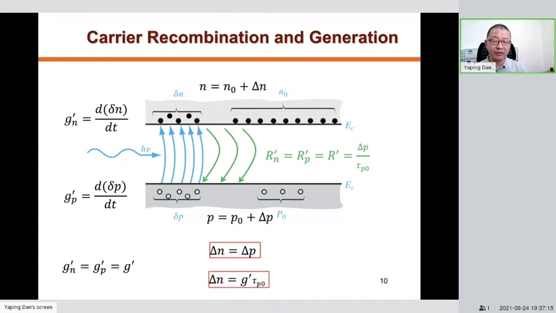Then we have these two conclusions. First, by setting G' equal to R', we have delta n equal to G' times tau_p0, or delta p equal to G' times tau_p0, because delta n is equal to delta p: one photon absorbed by the semiconductor will create one electron and one hole at the same time.